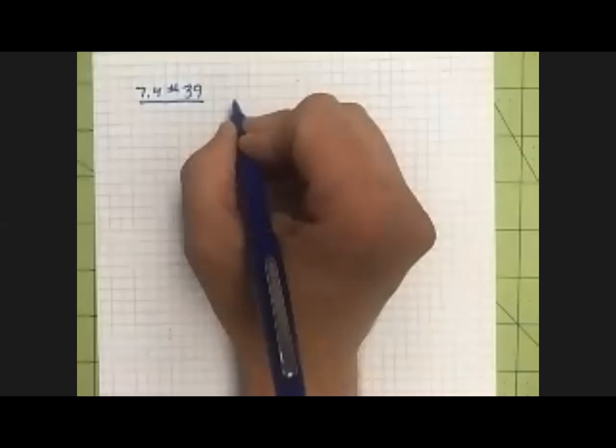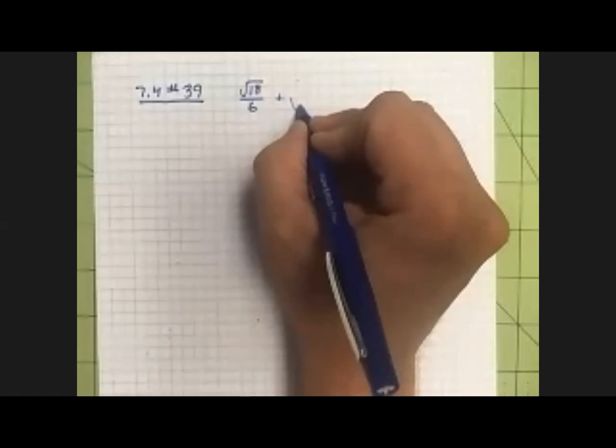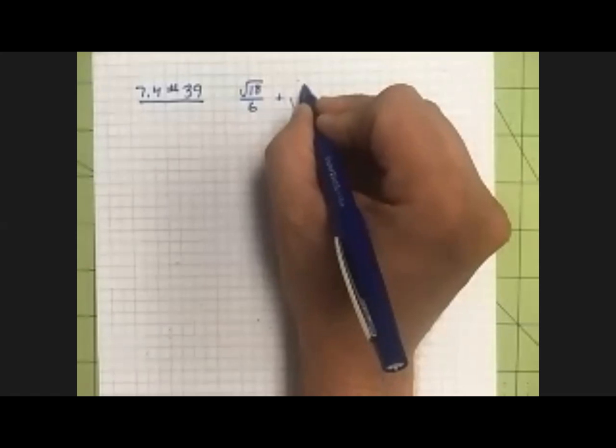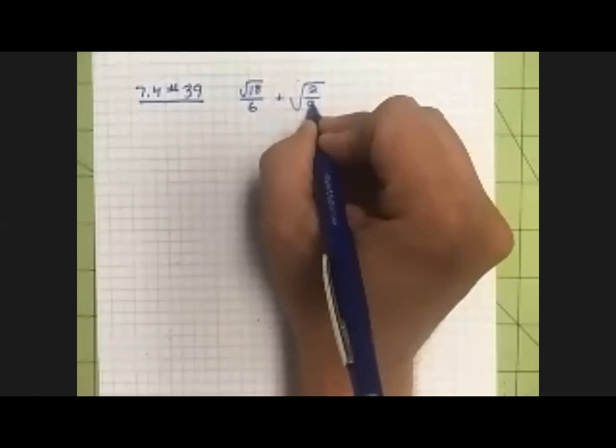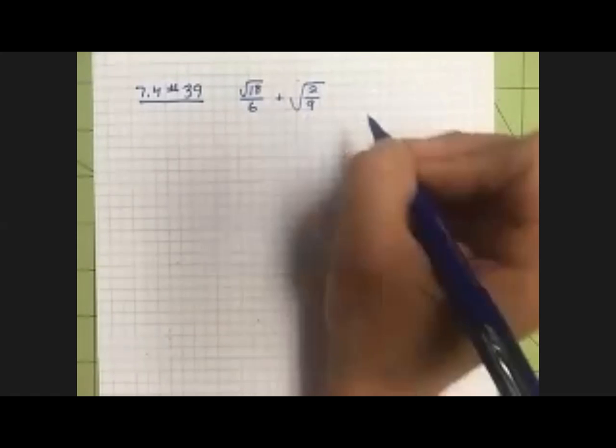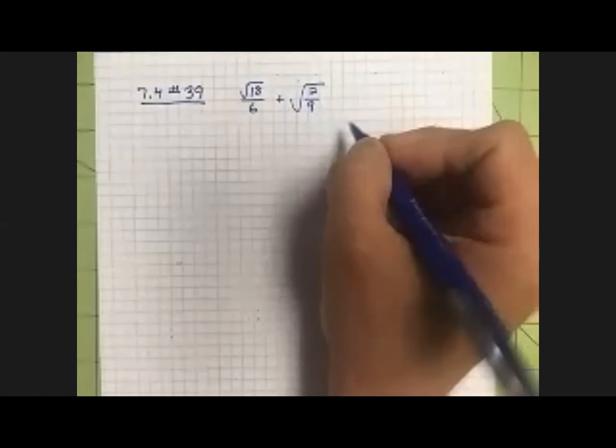So we've got the square root of 18 over 6 plus the square root of 2 over 9. So this is the first problem where we've actually had some fractions to deal with.